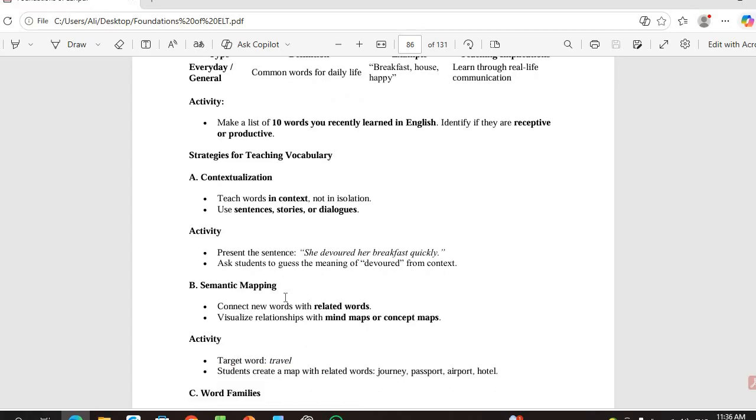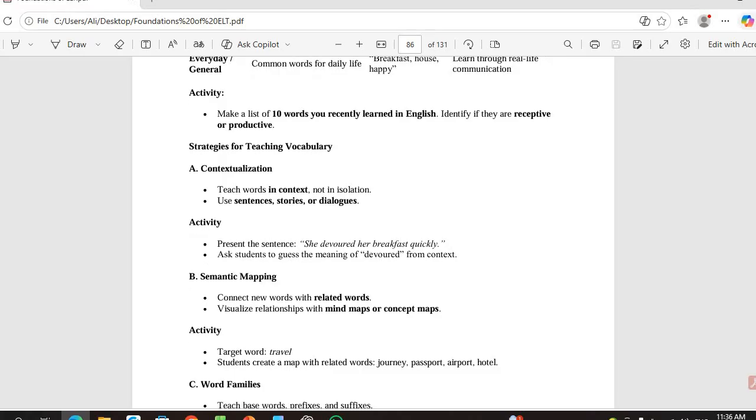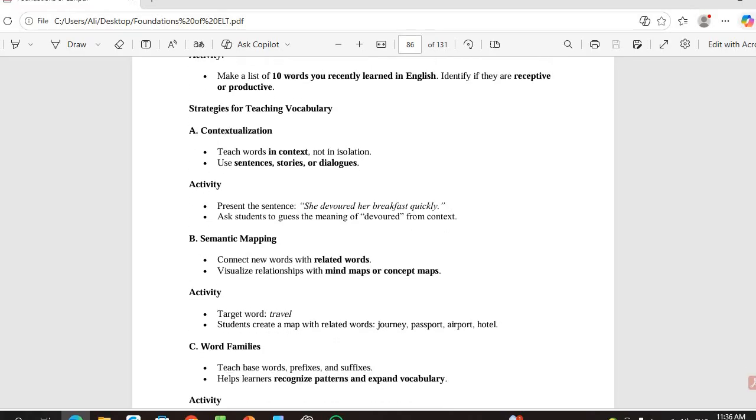The second one is semantic mapping. Connect new words with related words. The words you want to explain connected with other words. This is called semantic mapping or mind mapping, so that the students visualize relationships with mind maps or concept maps. For example, if you want to teach the word travel, you link it with passengers, bus station, train, bus. Students create a map with related words like journey, passport, airport, hotel, and so on. So the first strategy of teaching vocabulary is contextualization, to put it in a context. The second one is semantic mapping, to relate it to other words.